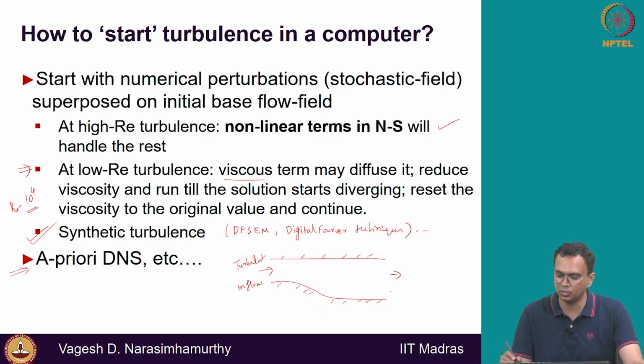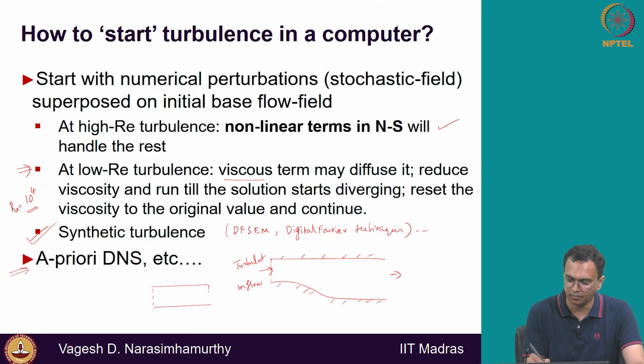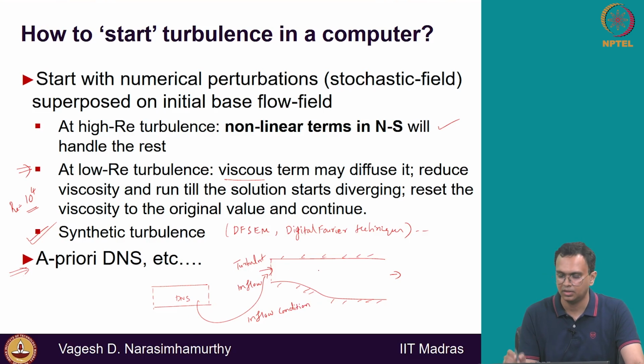So what people do is they take this particular cross section here. You can do an a priori, let's say a channel. You can do a DNS calculation of this and use this data as inflow condition. Not the initial condition, sorry, inflow condition. Once the channel flow DNS is done, that data is given as inflow to the diffuser.